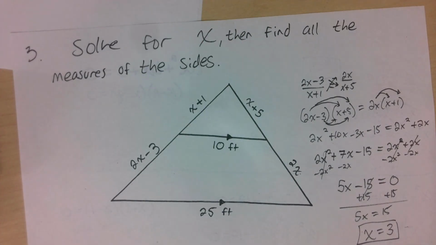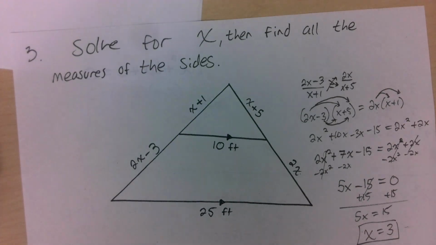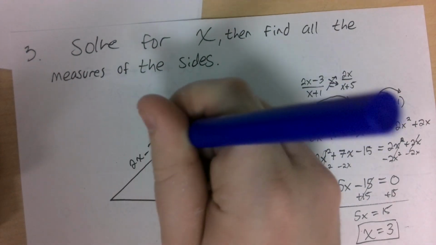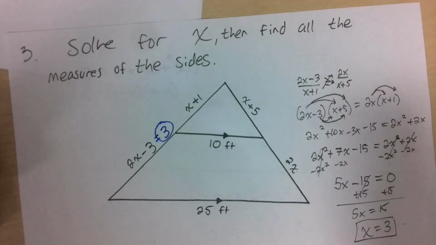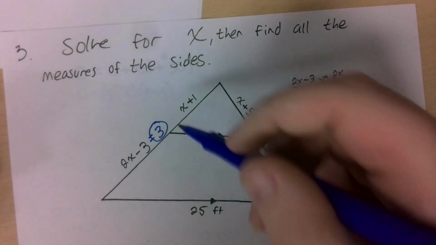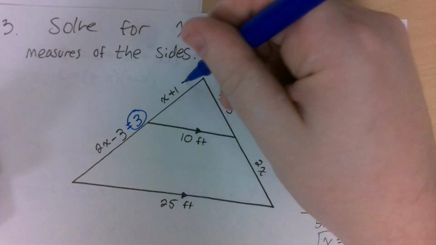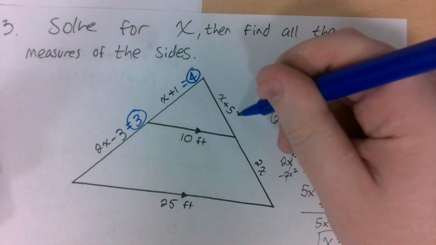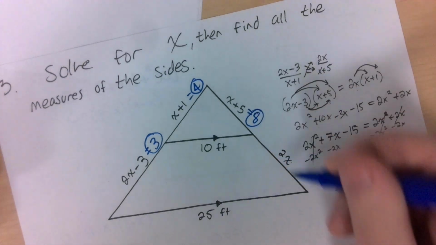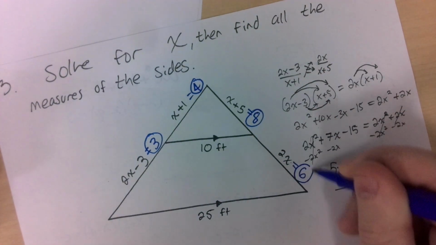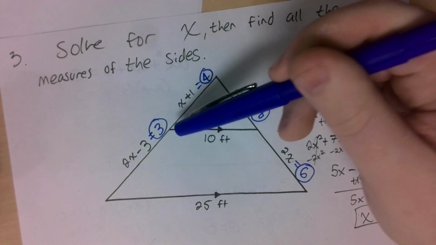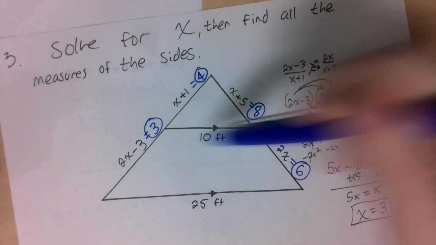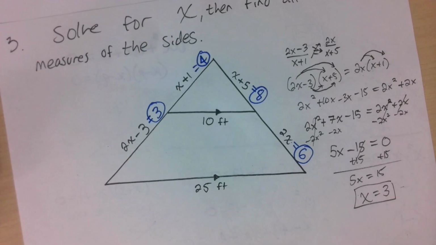So if it asks you to find the measures of all the sides, just plug in 3 for all of your x's. 2x minus 3: 2 times 3 is 6, minus 3 is 3. That's this little side. x plus 1 is going to be 3 plus 1, which is 4. x plus 5 is going to be 8. And 2x is 6. And if we wanted to check our answer, take a look at these proportions, folks. 4 times 2 gives us 8. 3 times 2 gives us 6. It's proportional. So that's one way you can check your answer.